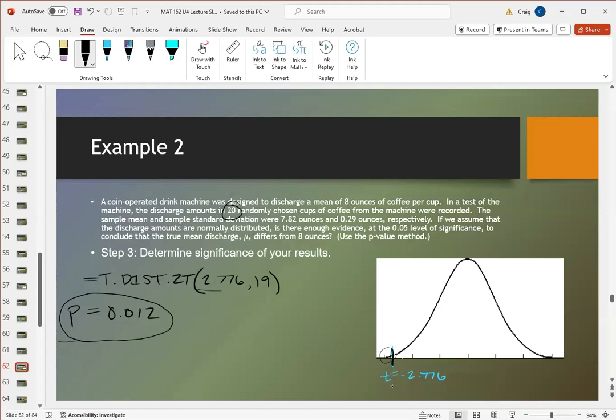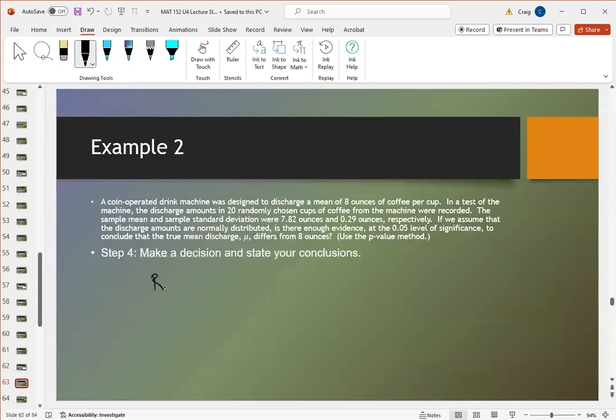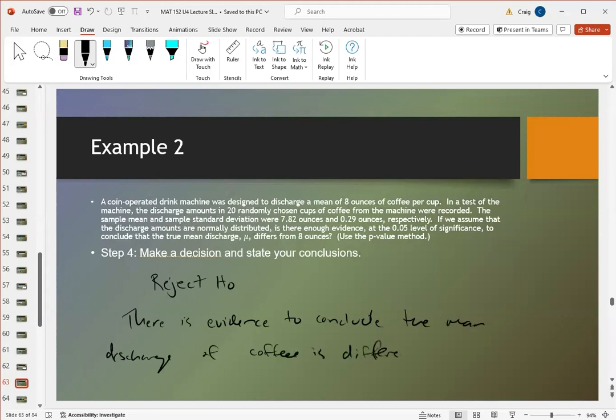And this would be a very rare sample to randomly choose. What's more likely is that there's something different about the sample. What's different? Well, it's not discharging the right amount of coffee. And so in this case, we would reject the null. And we would say there is evidence to conclude the mean discharge of coffee is different from 8 ounces. And so then we have our conclusion about our test, and we have the answer to our question. In the next section, we'll talk about completing hypothesis tests using proportions and do some more examples.